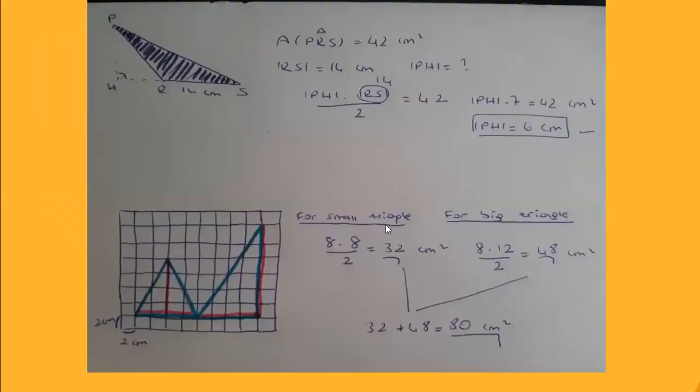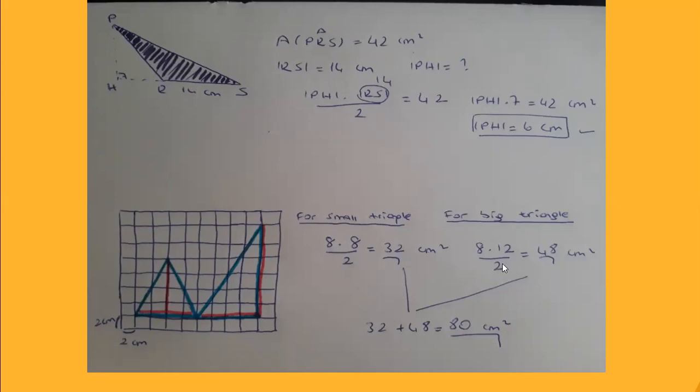For small triangle and for big triangle, we can analyze. Firstly, for small triangle, look at 1, 2, 3, 4. But be careful, these sides are 2 centimeters. Yes? So 4 times 2 is equal to 8. 8 times 8 over 2 is 32.